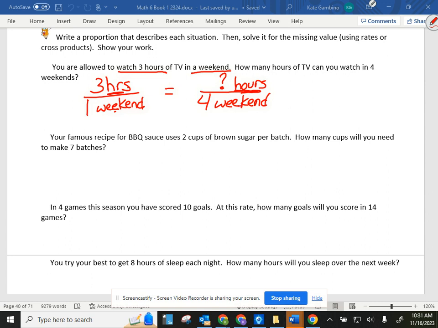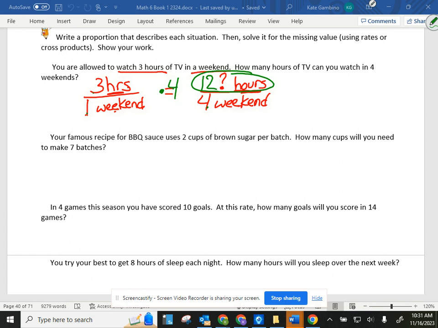Now, Jimena was thinking ahead, saying, how did I go from 1 to 4? So what math are we going to do to solve for our question mark, Jimena? Multiplying by 4. I know 1 times 4 gets me the 4 weekends. So I need to do the same thing I did to the bottom, I need to do to the top. 3 times 4 gets me how many hours, Jimena? 12 hours. So that is my answer. How many hours of TV can you watch in 4 weekends? I can watch 12 hours. So it is. Well, in 1 week.